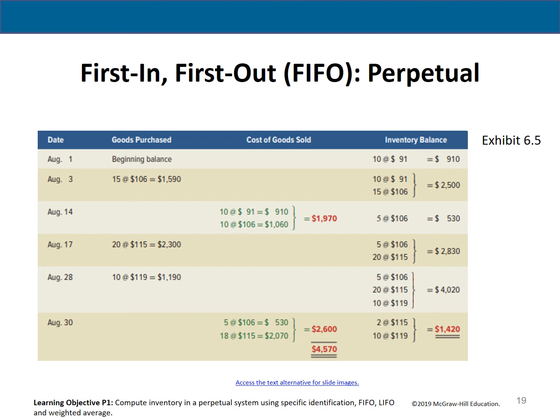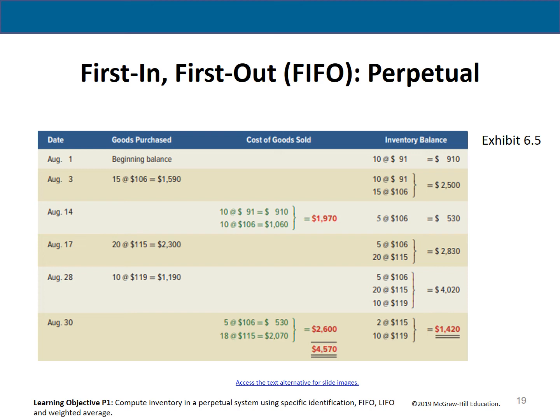5 at 106. Okay, so 5 of the bikes we sold cost 106. The remaining 18 are from the purchase of the 20 at 115. So 18 of those bikes have now been sold. So we're removing the costs related to those items. Total of $2,600. What is left after this sale? 2 bikes that cost $115 and 10 that cost $119 from that purchase on August 28th.